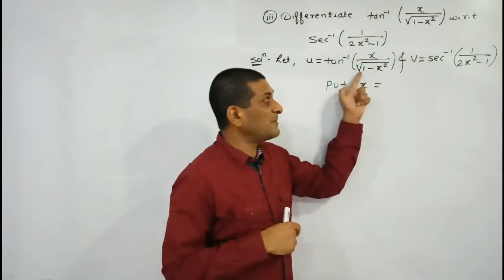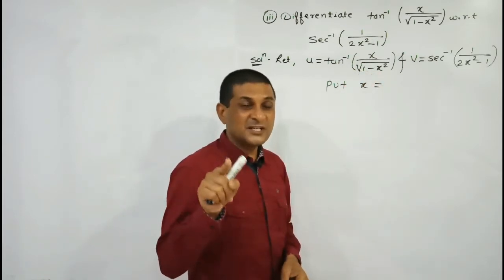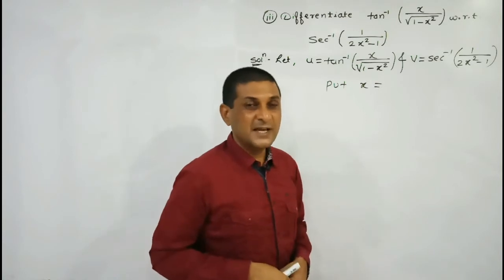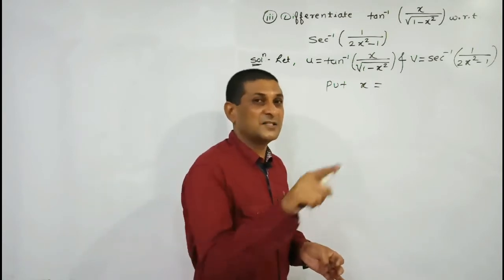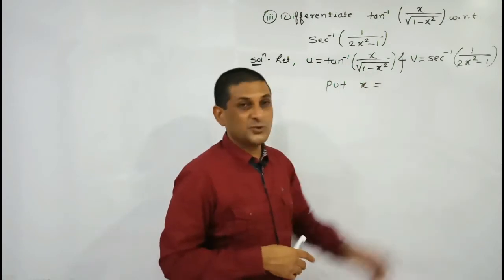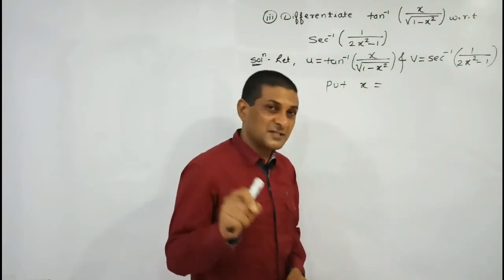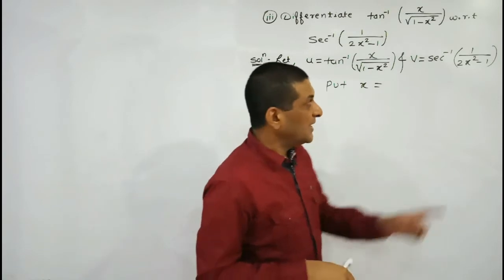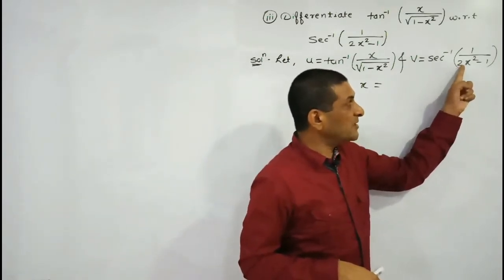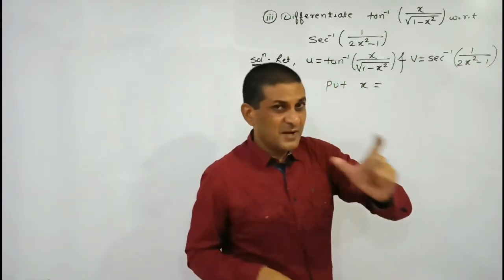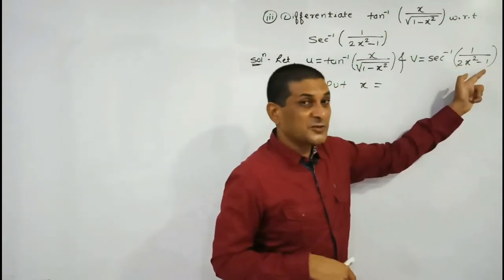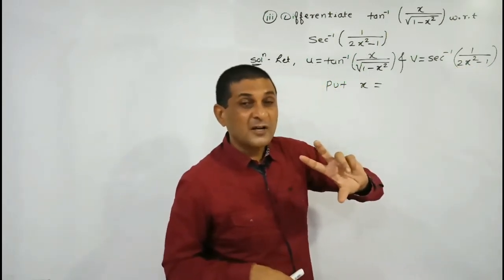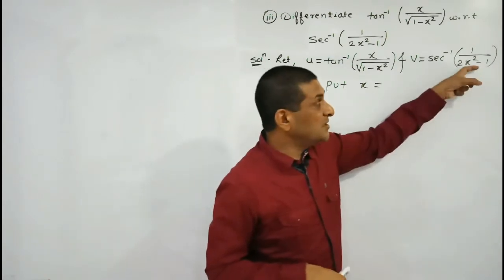Here, under root 1 minus x square is there. So if such an expression appears, what is our substitution? x is equal to sin theta or x is equal to cos theta. So here we have two choices: either substitute x is equal to sin theta or cos theta, and in this case in the denominator 2x square minus 1 is there. If I am replacing x by cos theta, what will we get? 2 cos square theta minus 1, which is nothing but the value of what? Cos 2 theta.